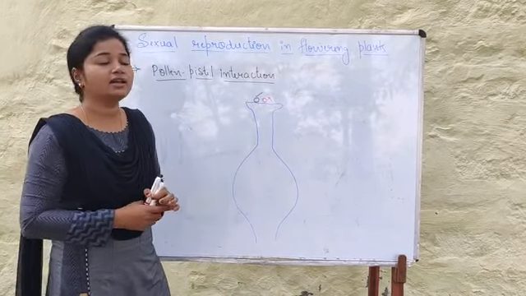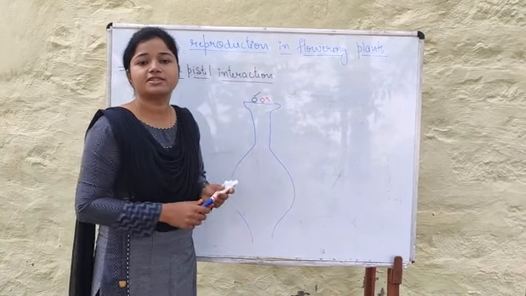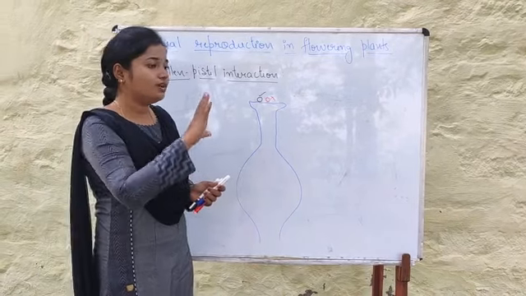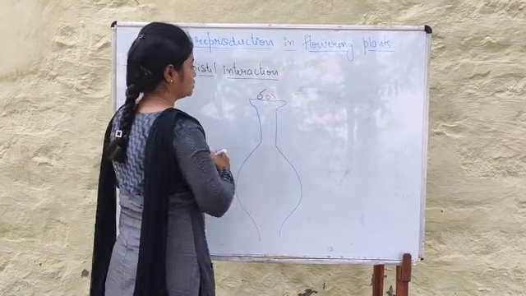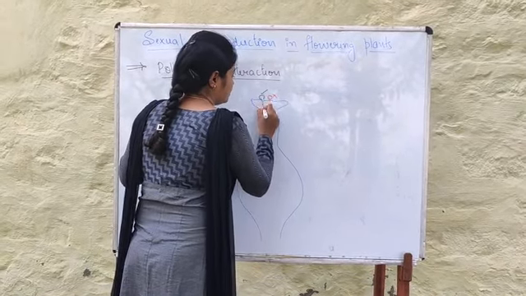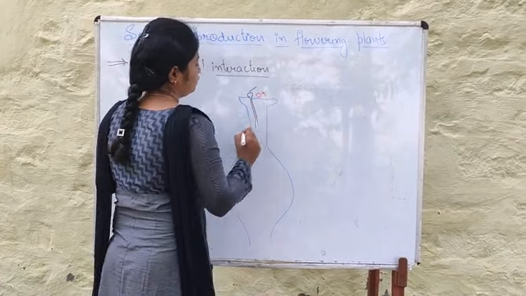As we studied, the pollen grain has an outer covering, that is the exine, and this exine has prominent apertures which are called germ pores. So out of one germ pore, it is going to produce a pollen tube. So this is a pollen tube that is going to grow from the pollen grain.